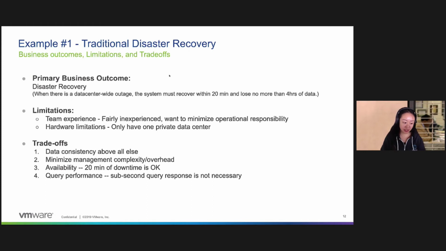So let's say, for the sake of this example, that they have a recovery time objective of 20 minutes and a recovery point objective of 4 hours, which is what we've seen to be pretty common across customers that we've talked to. In this case, they also have to deal with two main limitations. Of course, there are others, but these are probably the largest blockers.